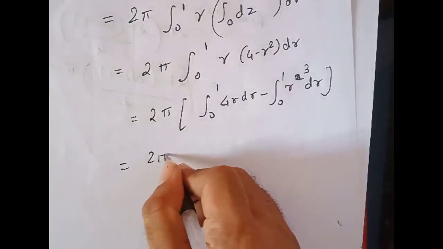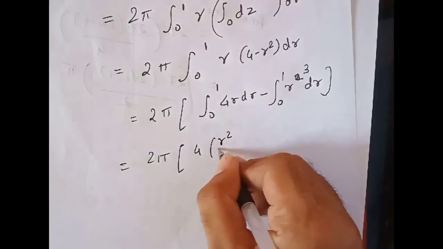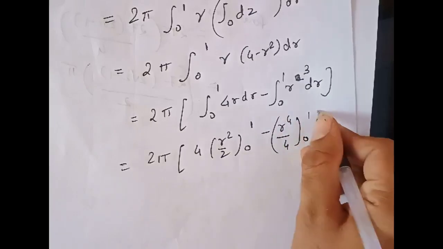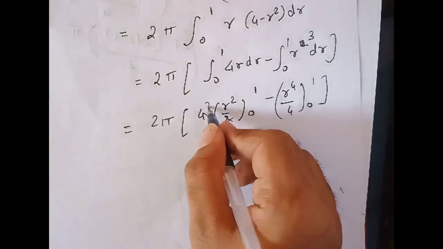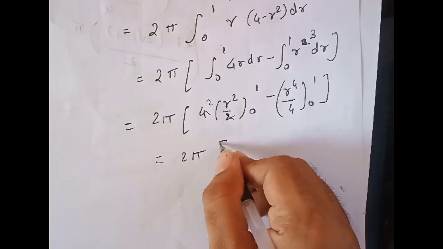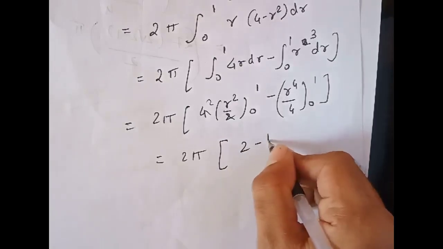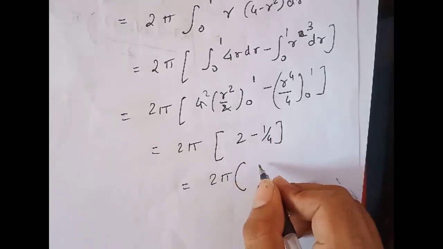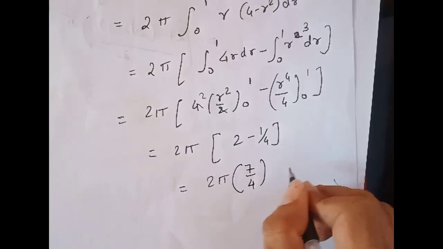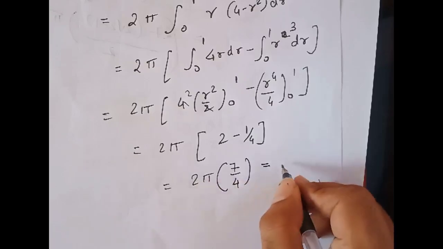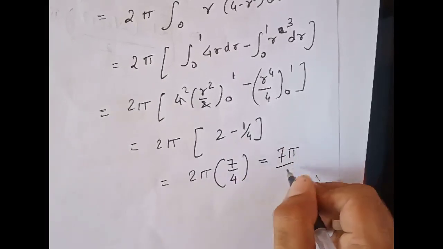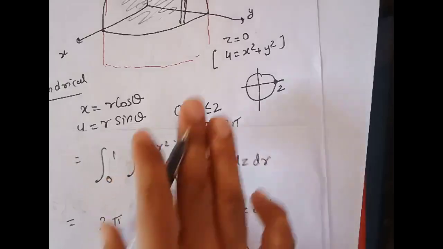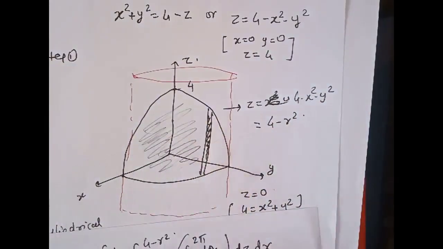So this is 2 pi, and this will be 4 r square by 2, 0 to 1, minus r to the 4 by 4, 0 to 1, and this 2 gets cancelled, so 2 pi, and finally 2 minus 1 by 4, or 2 pi times 8 minus 1, that is 7 by 4, or similarly we can just cancel the things out 2 times, so that is 7 pi by 2. So that is the answer, and this 7 pi by 2 is nothing but the volume of this region using cylindrical coordinates.